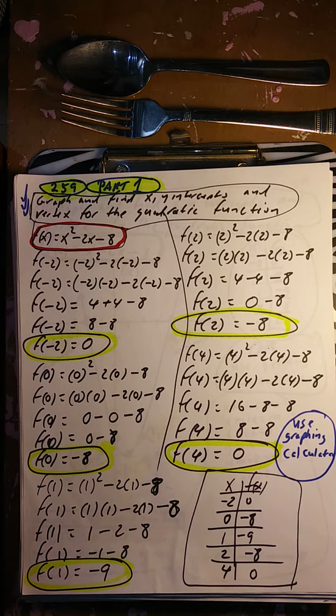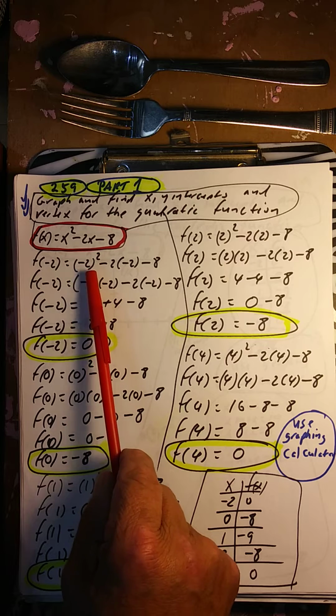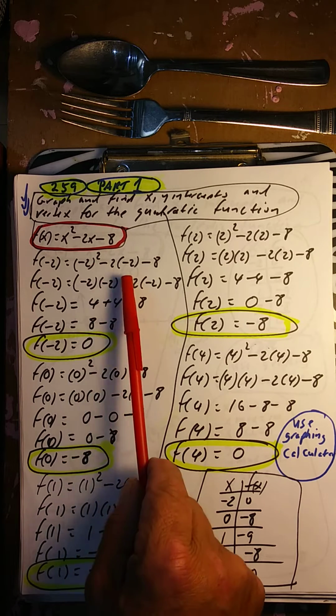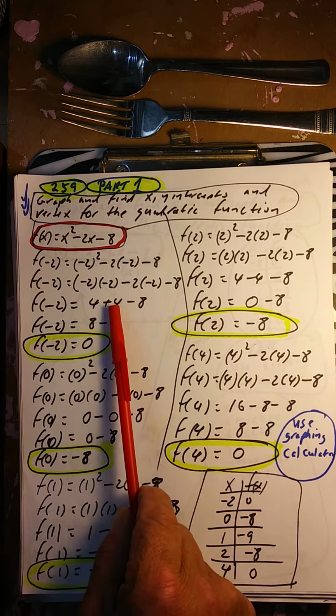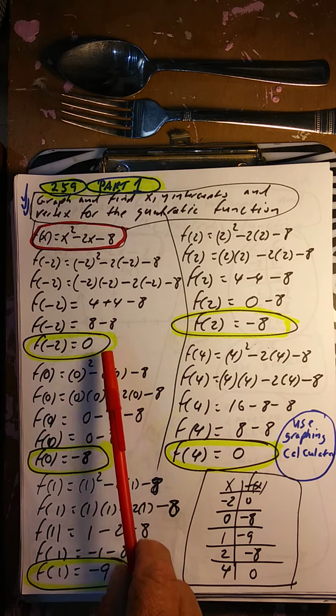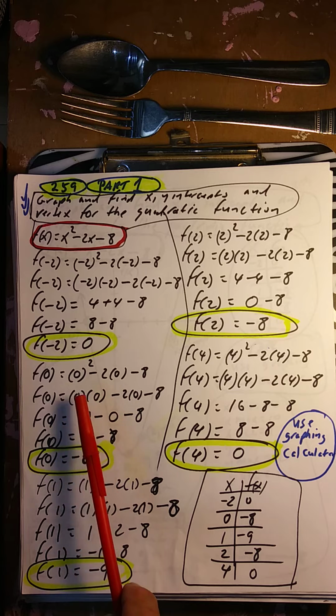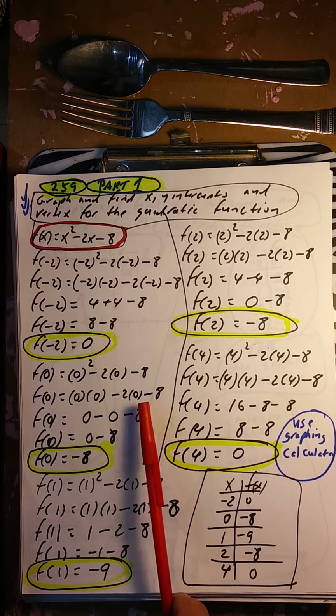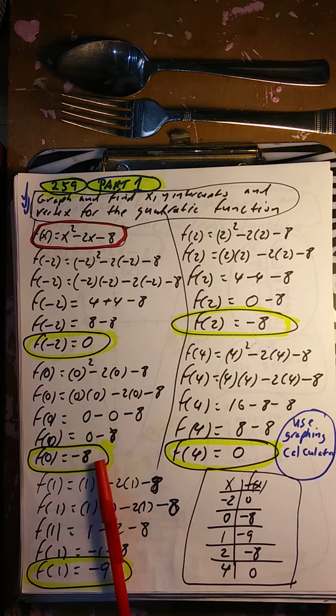Graph. Find x, y intercepts, and vertex of the quadratic function. Again, I'm just going to pick some numbers and put them in there. Put -2 in there. -2 squared means -2 times -2. There it is. And that times that is a positive. So 4, 4, 8 minus 8, 0. Okay, put a 0 in there. 0, 0, 0. That's going to be 0 minus 8, so it's going to be -8.